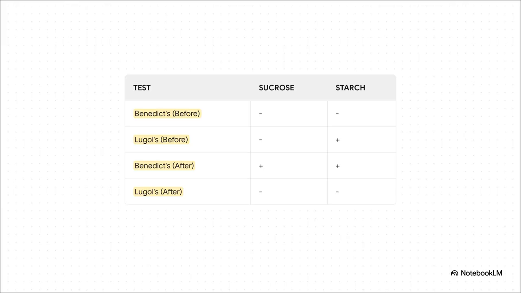This table right here just captures the power of hydrolysis perfectly. Beforehand, you get really specific results, right? Starch is negative for Benedict's, but positive for Lugol's. Sucrose is negative for both. But after hydrolysis, look how everything flips. The starch and sucrose both get broken down into reducing sugars, so they both suddenly test positive with Benedict's. And because that coiled structure of starch is now destroyed, it tests negative with Lugol's. It just goes to show how one single chemical process can completely change a substance's properties.